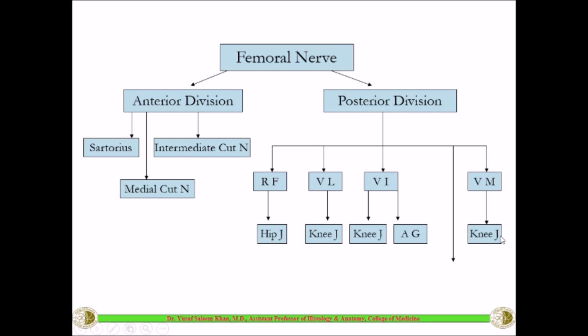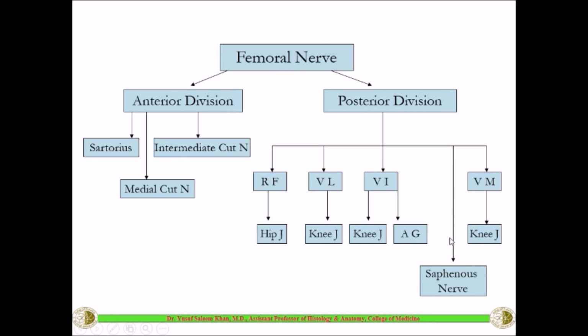Now if you see here, all the muscles, when they are supplied by the branches of the femoral nerve, they all supply the knee joint except the rectus femoris, which supplies the hip joint. So in turn, the femoral nerve supplies both the hip joint as well as the knee joint. This posterior division also gives a long cutaneous nerve, called the saphenous nerve. This is said to be the longest nerve, or the longest cutaneous nerve. That's why I have shown it in a lengthy fashion.